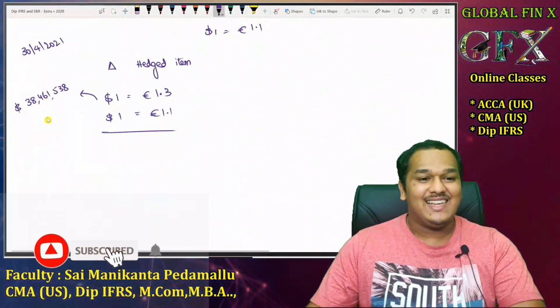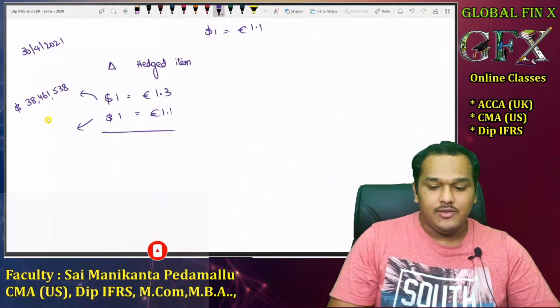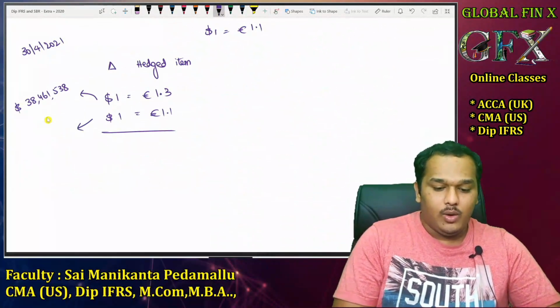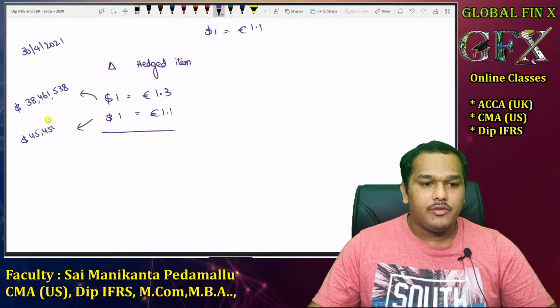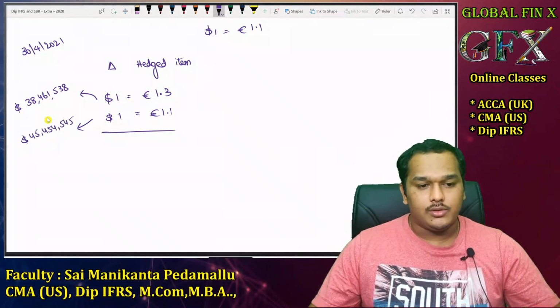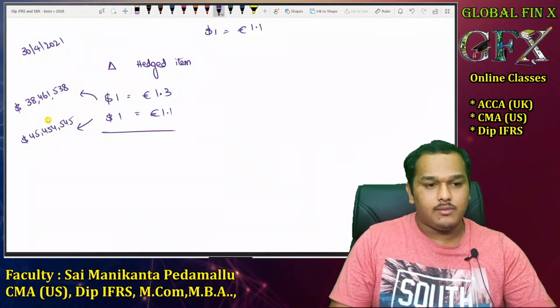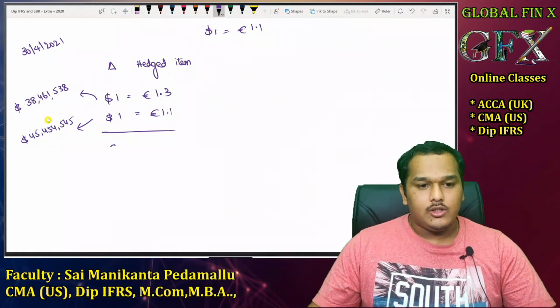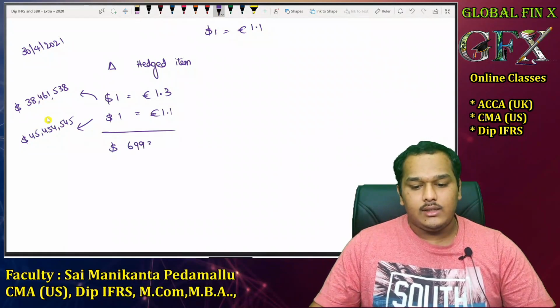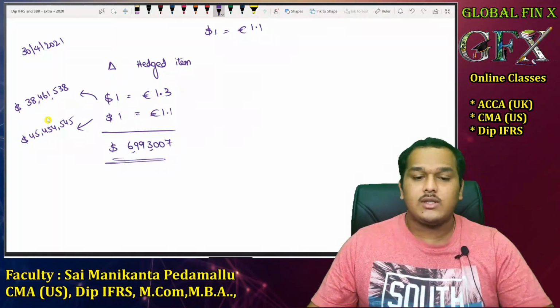Then for $1 equal to euro 1.1, for 50 million euros divided by 1.1, that gives you $45,454,545. So the difference is 45,454,545 minus 38,461,538. That is $6,993,007.